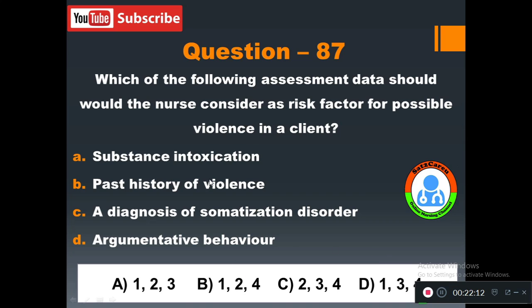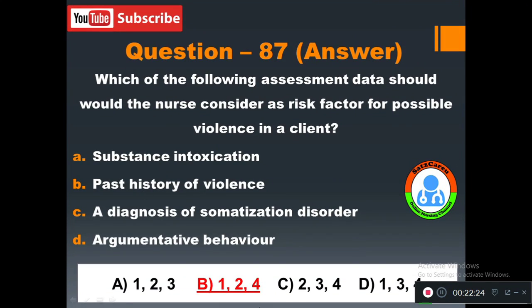So choose the factor which can possibly cause violent behavior in a client. According to this, the right answer will be option B, 1, 2, 4. That is substance intoxication, past history of violence, and argumentative behavior. A diagnosis of somatization disorder is not much important in this case. It's not significant. 1, 2, and 4 is the right answer.